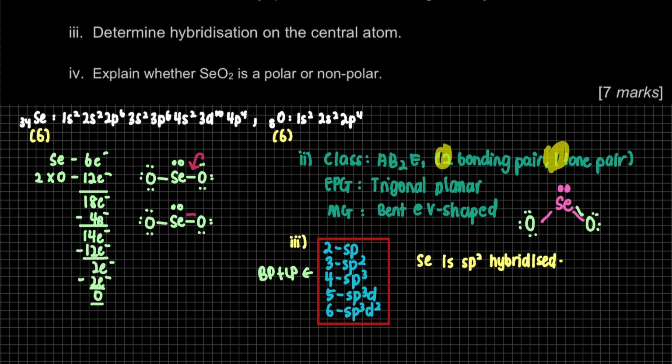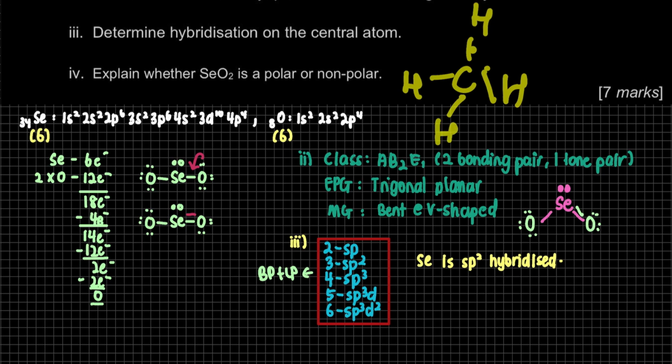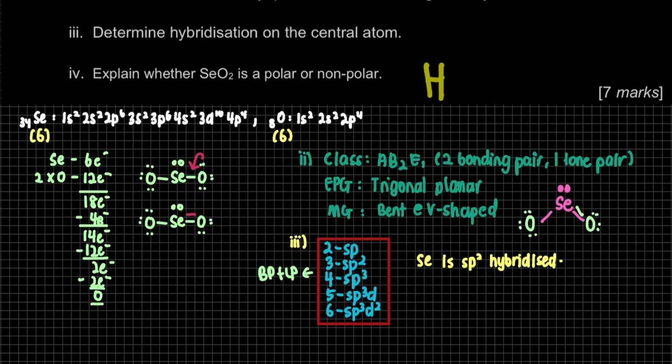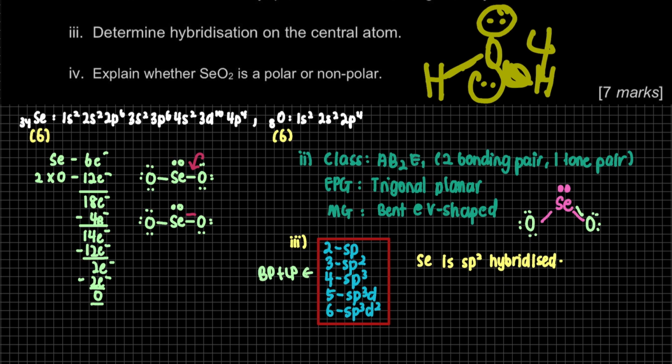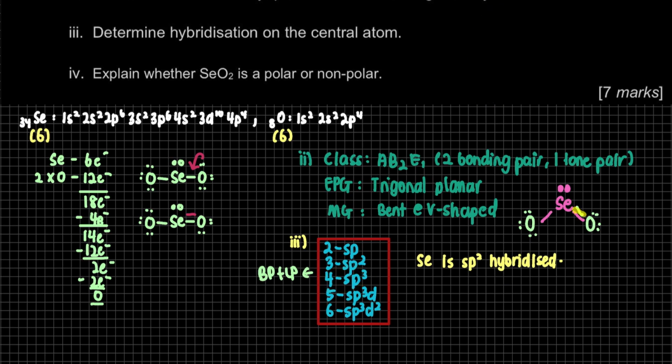For example, if I have CH4, we have 4 bonding pairs, 1, 2, 3, 4, so sp3. For water, H2O, we have 2 bonding pairs and 2 lone pairs, total 4, so sp3. Even if we have a double bond, again count how many bonding pairs and how many lone pairs. So that's for question 3.